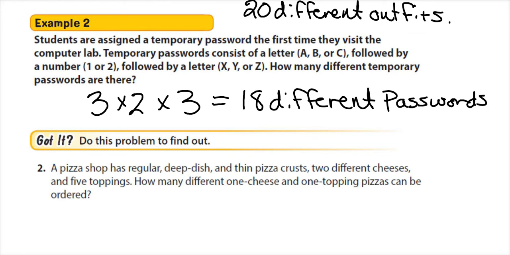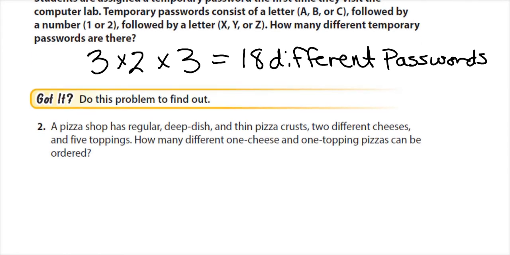Okay. All right, let's try the Got It question by ourselves. All right, it says, a pizza shop has regular, deep dish, and thin crust, 2 different cheeses, and 5 different toppings. How many different 1 cheese and 1 topping pizzas can be ordered?